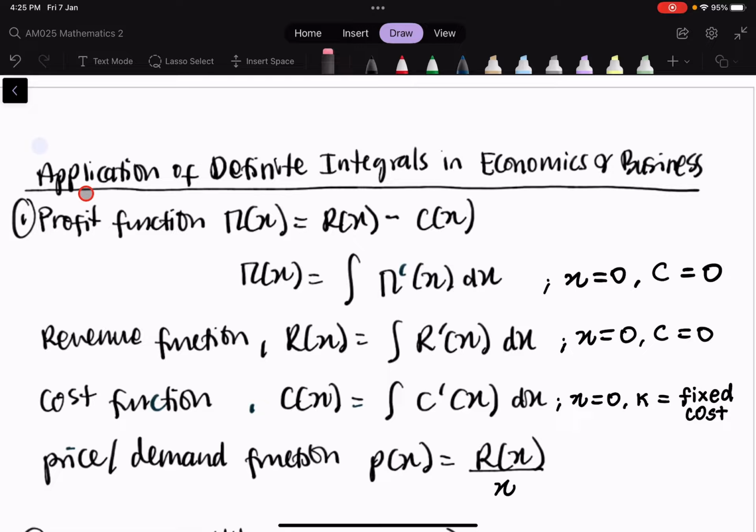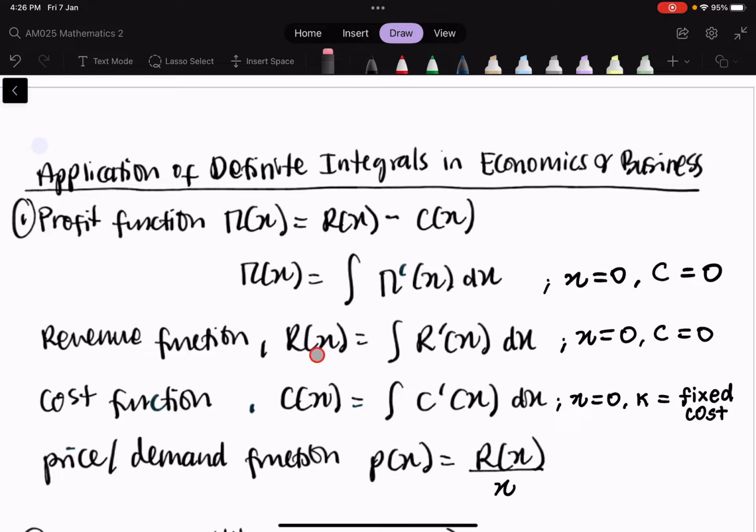Let's take a look at applications of definite integrals in economics and business. To find the profit function, we can subtract the cost function from the revenue function. We can also find the profit function by integrating the marginal profit. When no quantity is produced, the constant C equals 0.